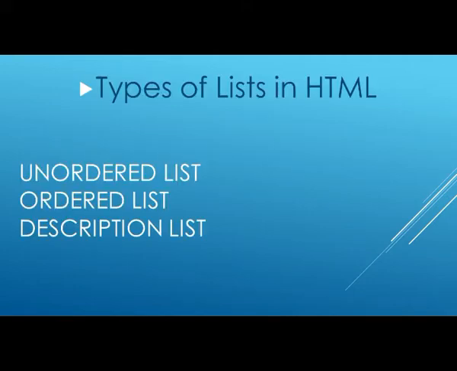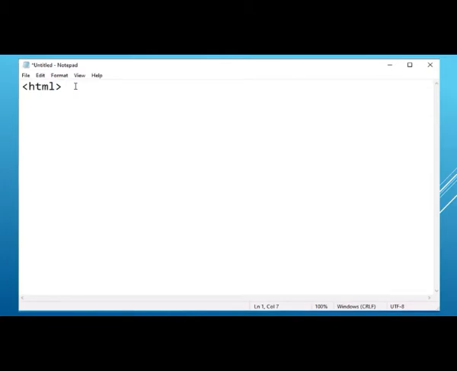There are three types of list in HTML. The first one is unordered list that we are going to learn here in this video, then ordered list and description list. Now let's create an unordered list.